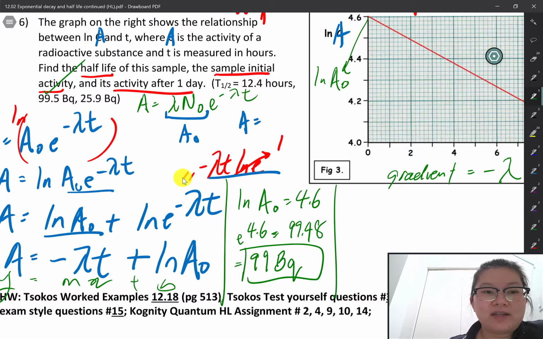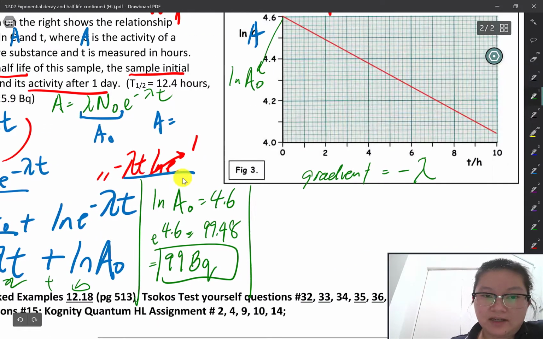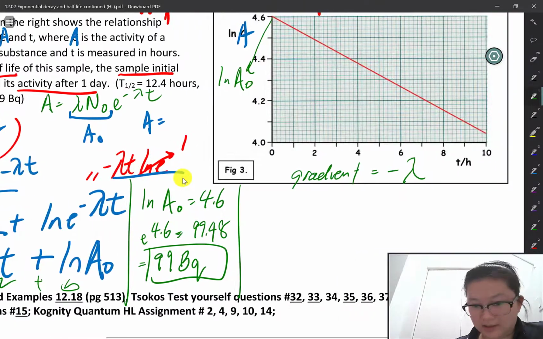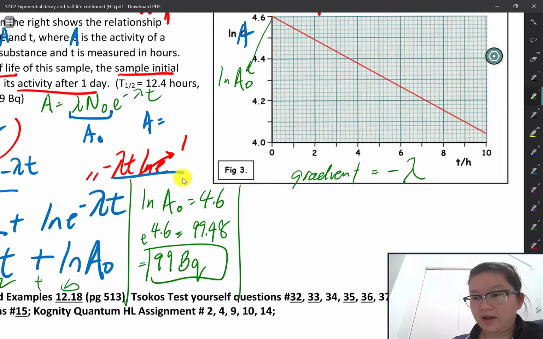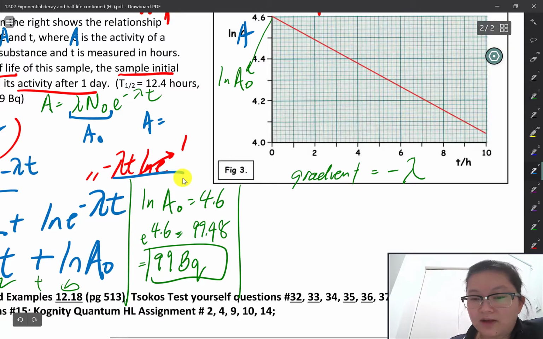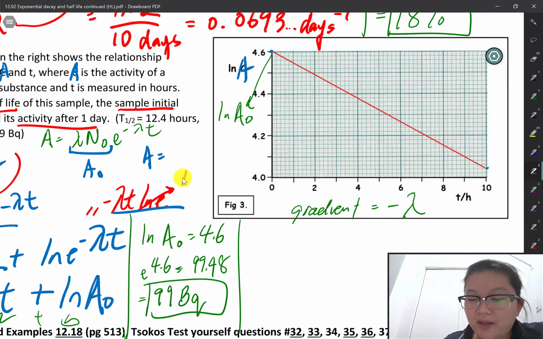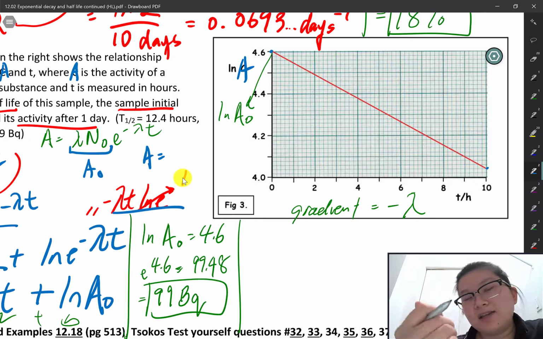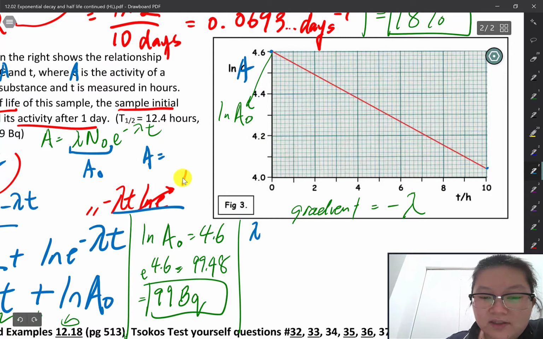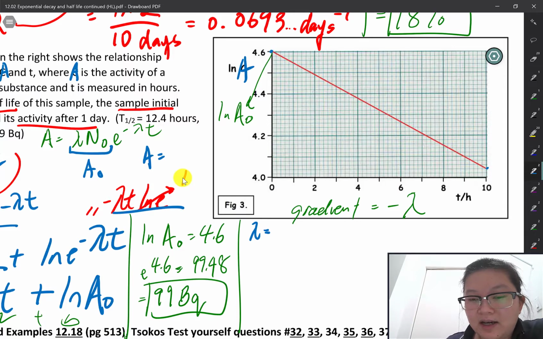We want to figure out the half-life and the activity after 1 day. So to do that, we need the decay constant, which is analyzing the gradient. To get the gradient, we need 2 points on this graph. It is very easy just to take the first point and the last point, since they lie very nicely on the grid lines. So this gradient here, I'm not going to take the fact that it's negative because I just need the positive decay constant to help me calculate this.